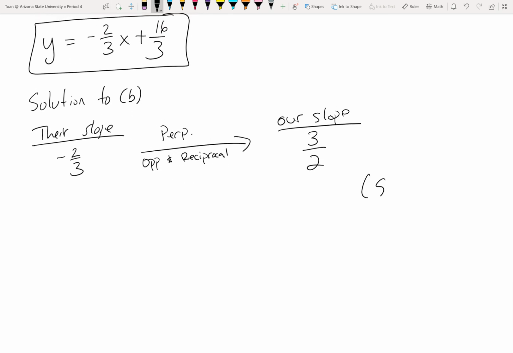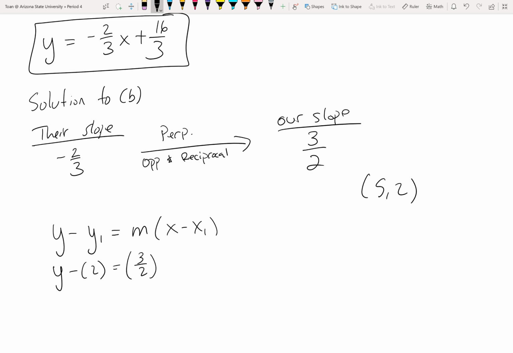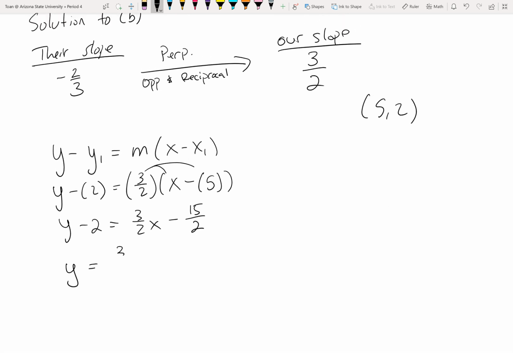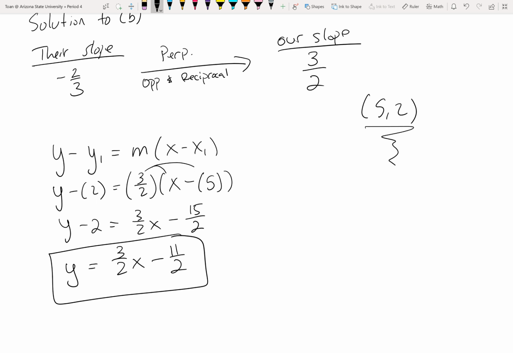So again, the point was (5, 2). I'm going to use point-slope form, but you guys use whatever you want that's comfortable to you. y minus 2 equals m, which is 3/2, times (x minus x sub 1, which is 5). Distribute: y minus 2 equals 3/2 x. Positive times a negative is a negative. 3/2 times 5 is 15/2. And adding 2 to both sides gives us y equals 3/2 x minus 11/2. Right? That line is guaranteed to be perpendicular to the original line and guaranteed to go through this point.